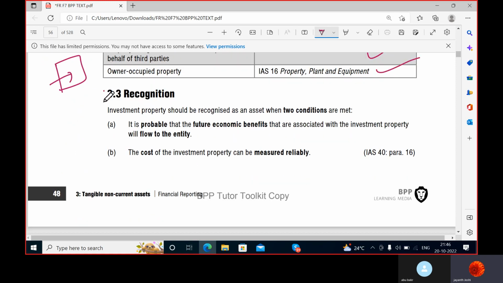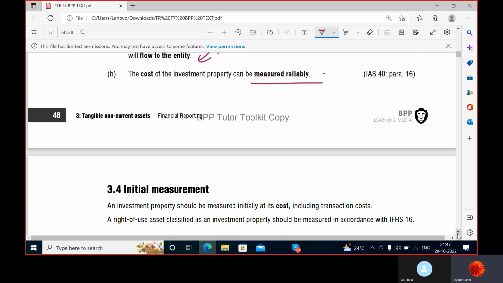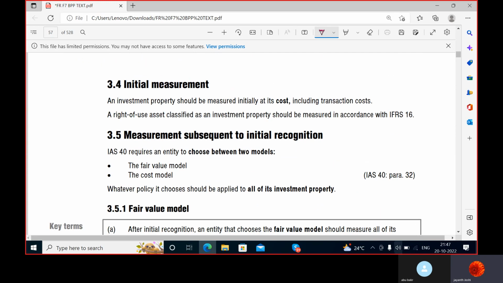Now, how will you recognize something as an investment property? Of course, if I say investment property, that means it's an asset for me. Why is it an asset for me? Because it will give me economic benefits that will flow to my entity, and its cost should also be measured reliably. These are the two conditions for something to be an asset, and if the investment property satisfies these two conditions, it will definitely be termed as an asset. The initial measurement is always at cost, but the subsequent measurement is at fair value model or cost model.